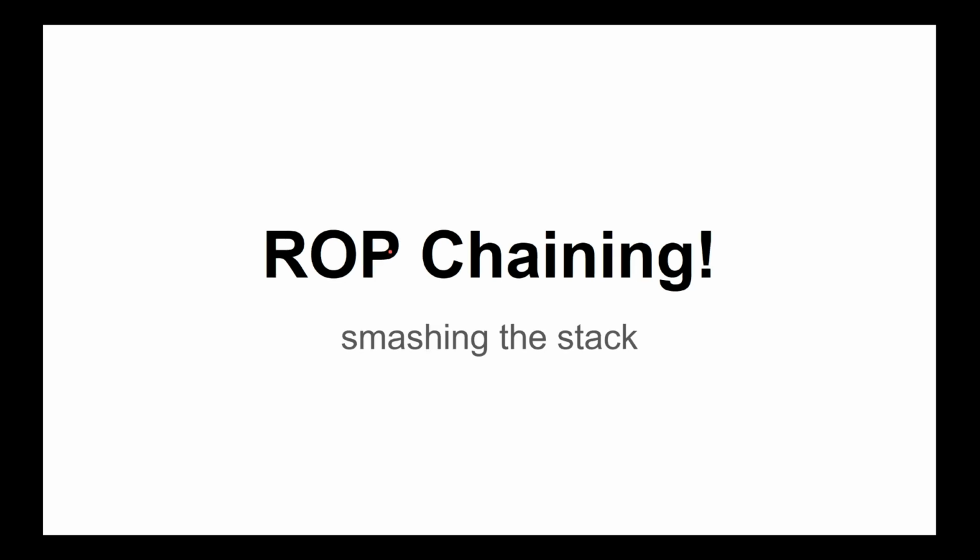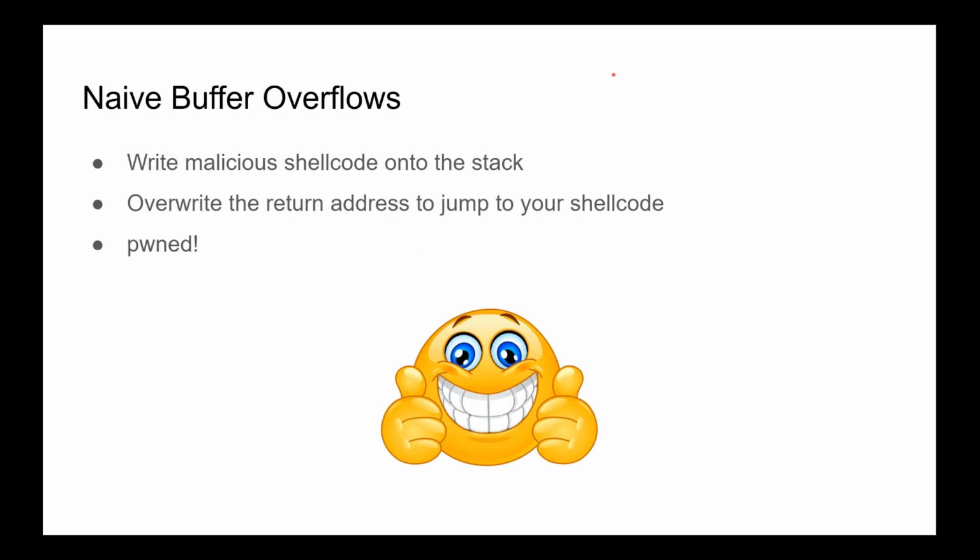Alright, today we're going to be talking about ROP chaining, our next chapter in smashing the stack. So at this point we've learned all about naive buffer overflows that assume no protections, right? All you have to do in this situation is write whatever malicious shellcode you want onto the stack, then overwrite the return address to jump to the start of your shellcode. And there you go, we've achieved arbitrary code execution.